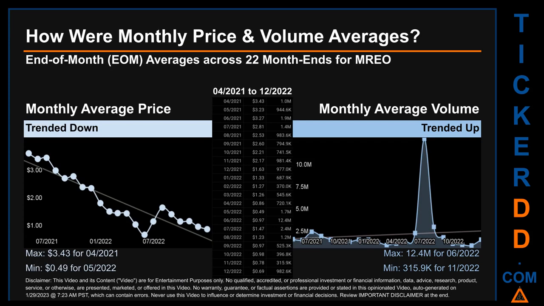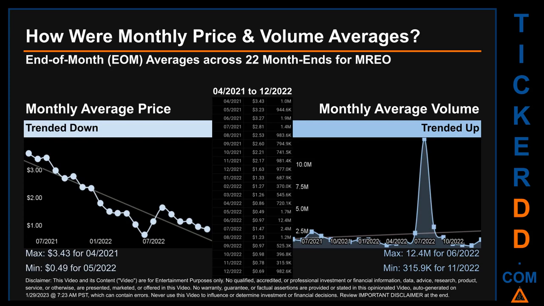How were price and volume averages for MREO? Across 449 trading days, there were a total of 22 month ends, of which monthly averages for daily price and volume were calculated. Overall, monthly price average trended down while monthly volume average trended up.